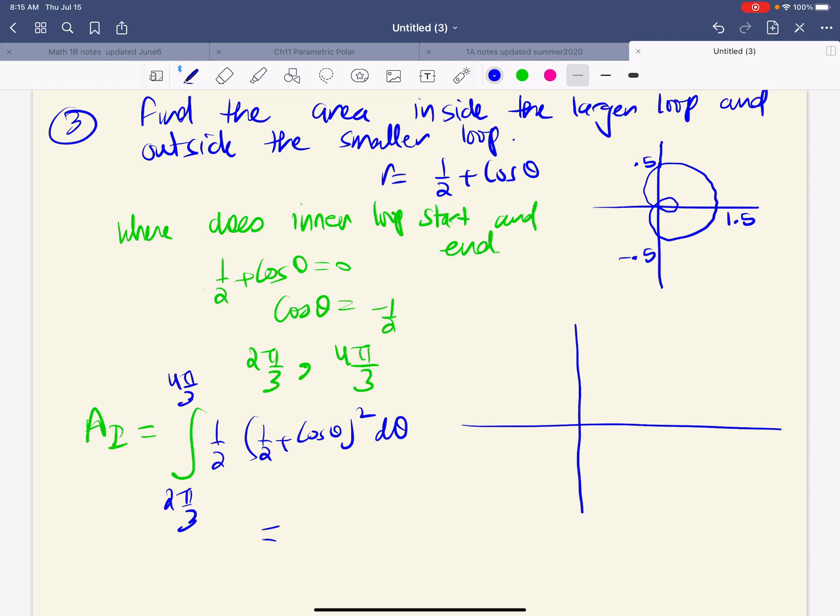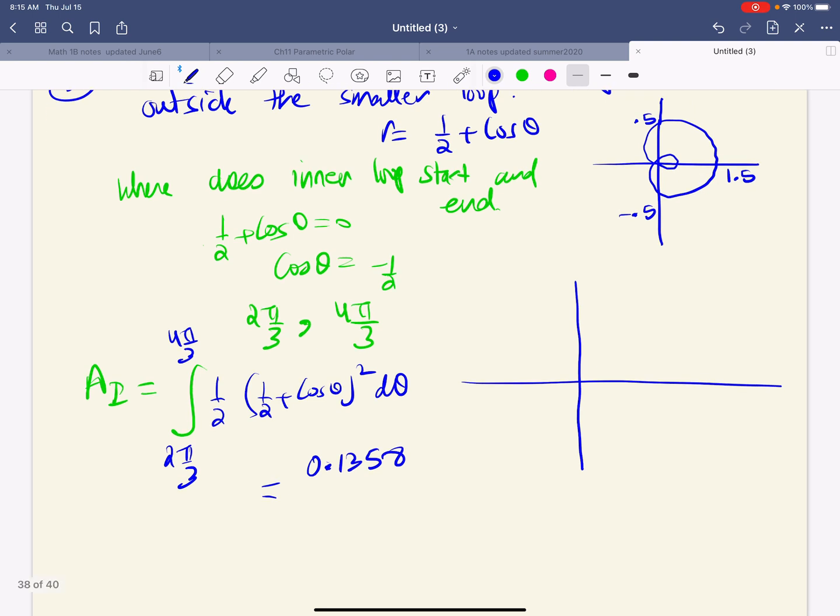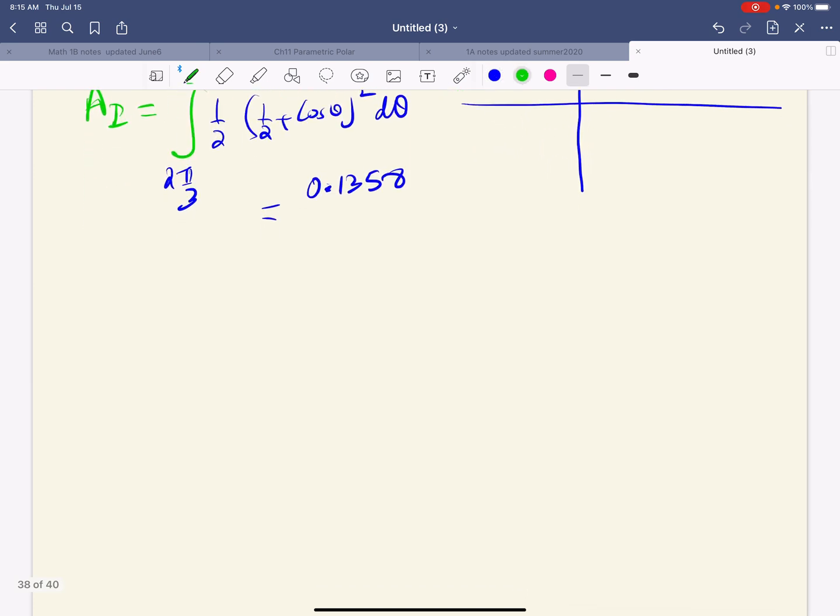So the area of the inner loop turns out to be 0.1358. Okay, now the big question is we need to find out how the outer loop gets traced. Where does the outer loop start and end?